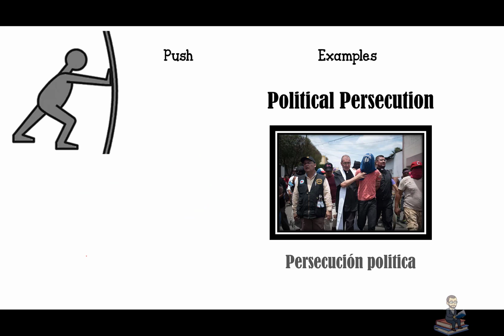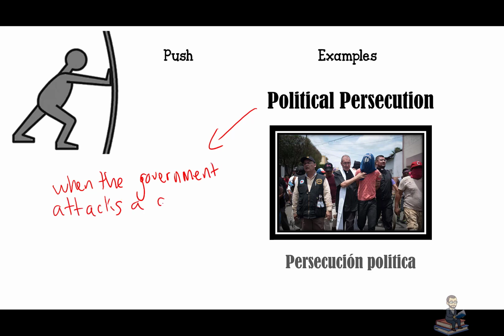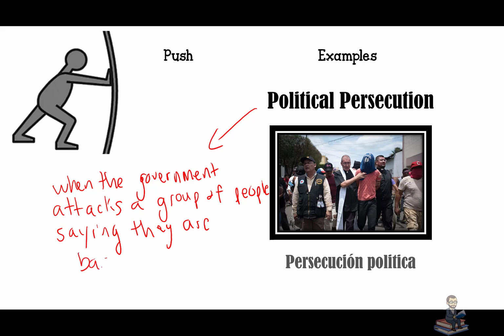Okay, next is political persecution. Political persecution is when the government attacks a group of people saying they are bad. Okay, so the attacks can look just like this. They're arrested from their homes, they get covered, and they're taken away. This is political persecution.